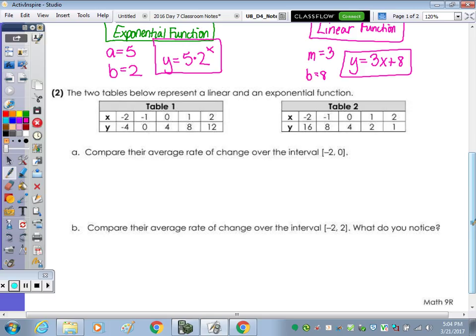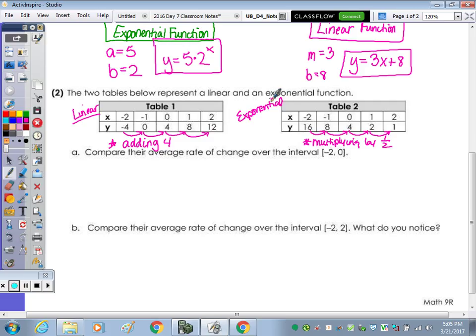So in looking at the y values here, to go from one to the next, that's a continuous increase by 4. So we're adding 4 from one to the next. Over here, well, 8 is half of 16, 4 is half of 8, 4 times 1 half is 2, 2 times 1 half is 1. So here we're multiplying by 1 half. Okay, so the one on the left is linear, and the one on the right, or table 2, is exponential.